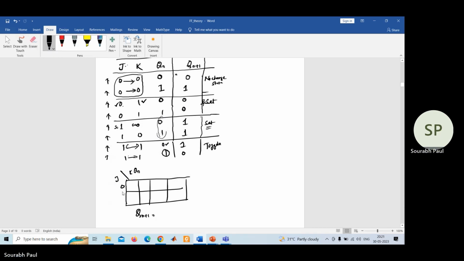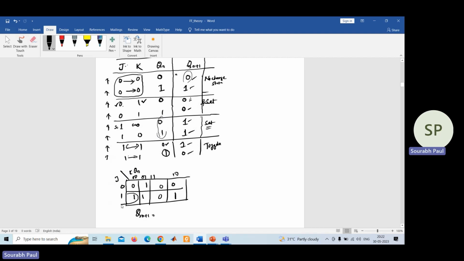So make the truth table and find out the value of Qn plus 1. That is 0, 1, 0, 0, 0, 1, 0, 0. Then you have 1, 1, then 1, then 0. So you have this combination, and try to find out what will be the equation.